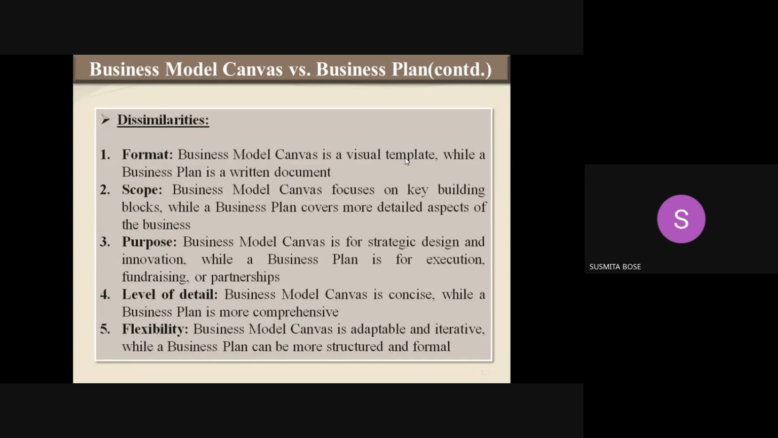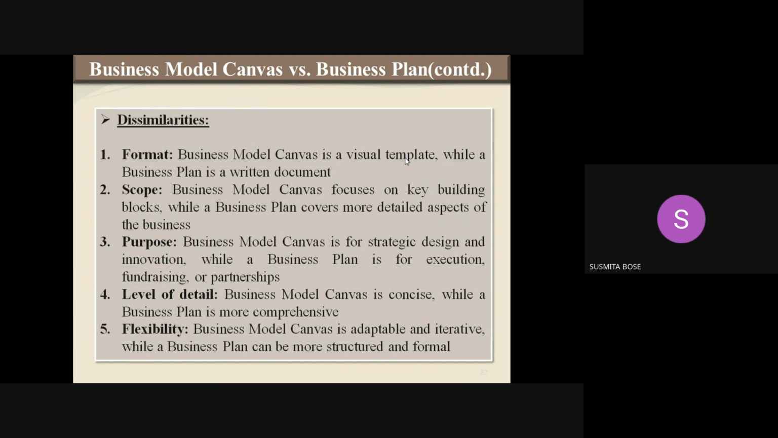But the differences are, business model canvas is a visual template, while a business plan is a written document. Business model canvas focuses on key building blocks, while business plan covers more detailed aspects of the business. Business model canvas is for strategic decision and innovation, while a business plan is for execution, fundraising, or partnership. Business model canvas is concise, while a business plan is more comprehensive, more detailed.